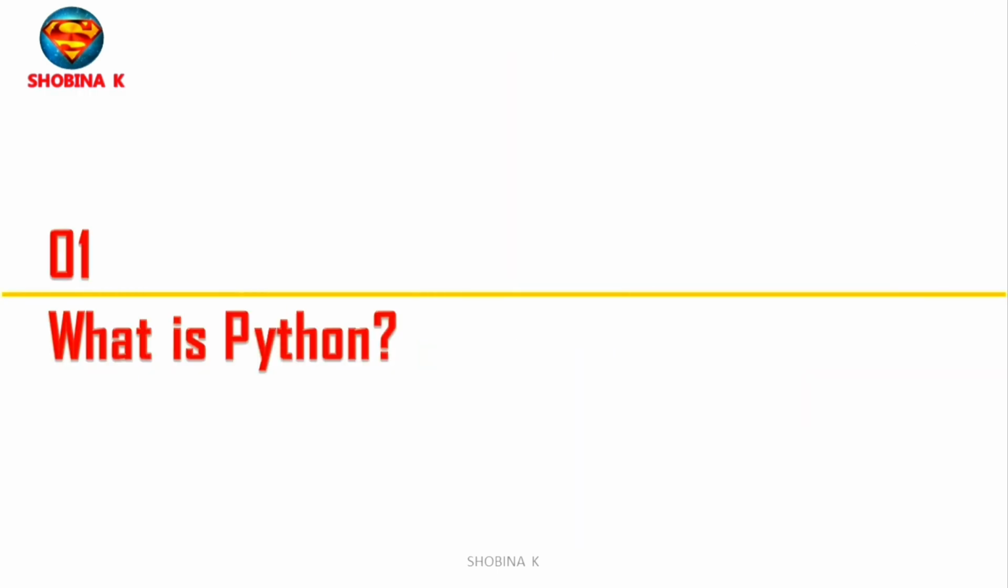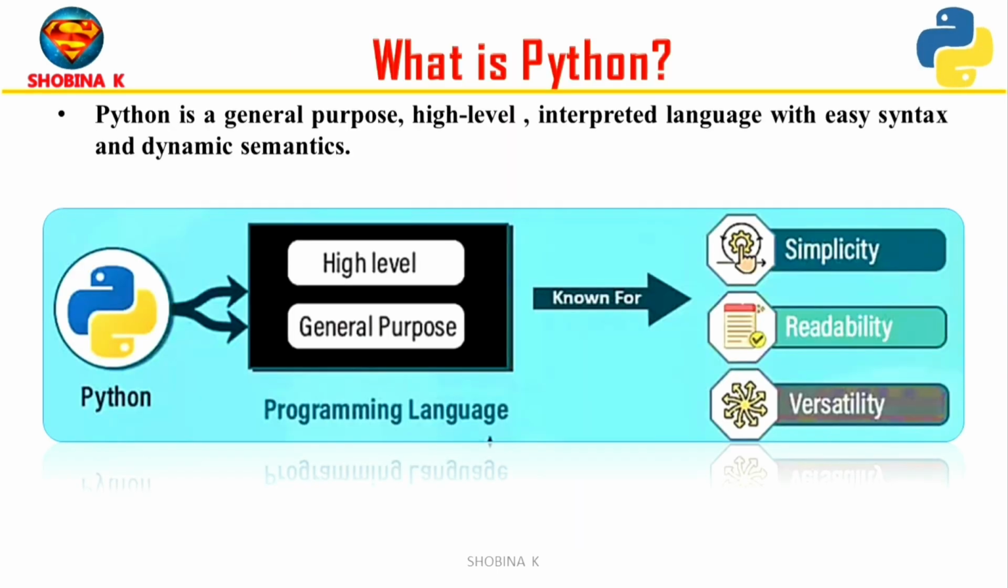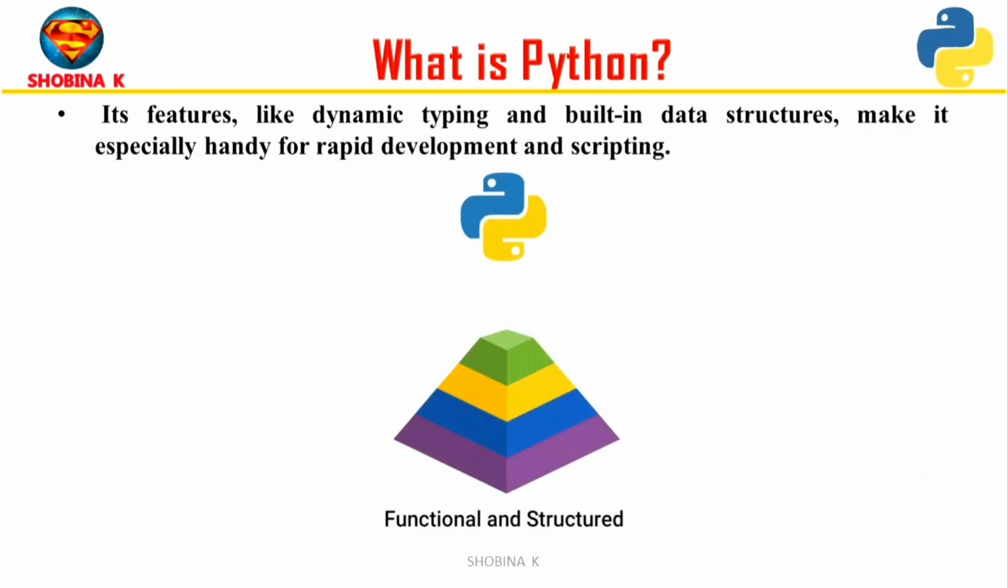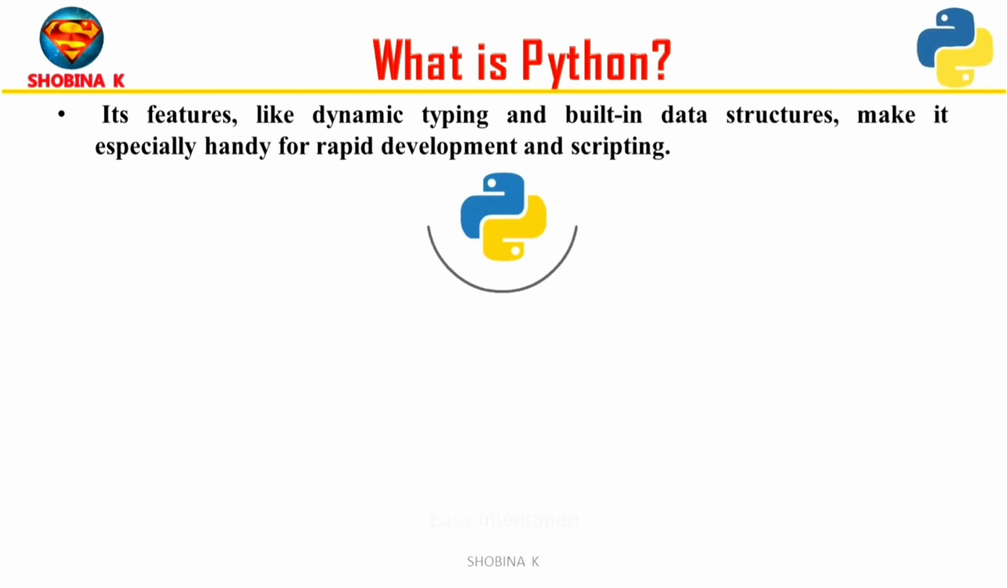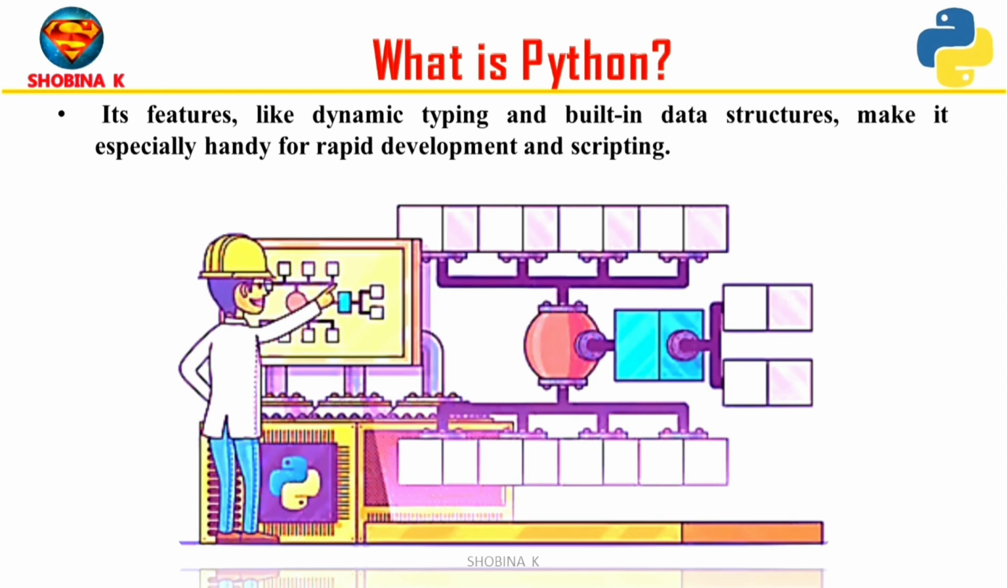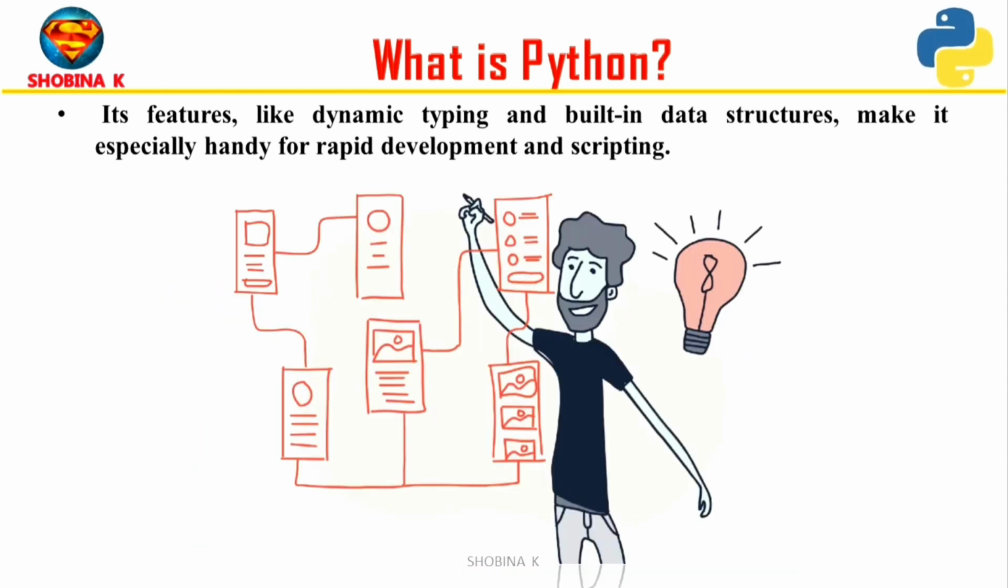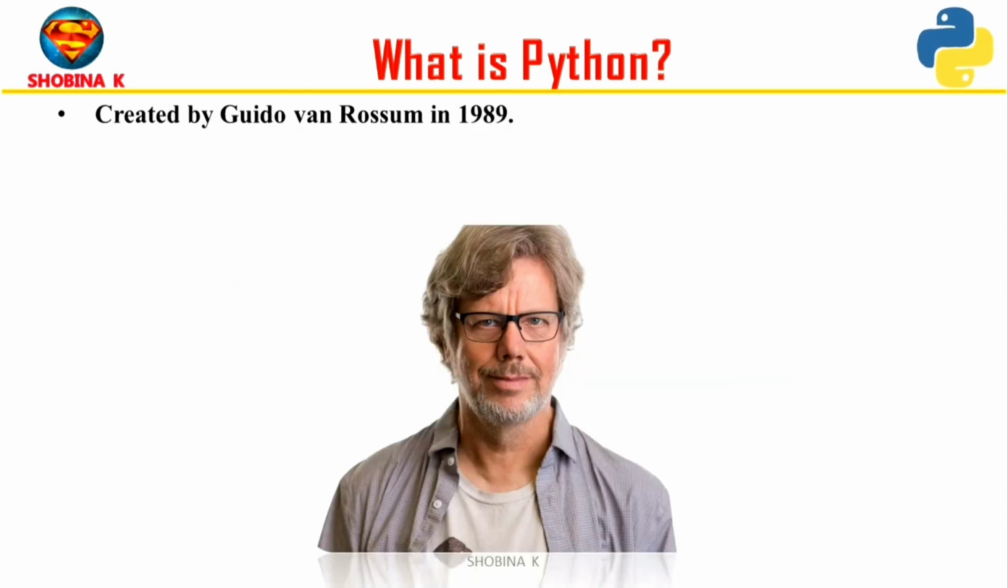First, what's Python? Python is a general purpose high-level interpreted language with easy syntax and dynamic semantics. Its high-level built-in data structures combined with dynamic typing and dynamic binding make it very attractive for rapid application development. Also, it is used as a scripting or a glue language to connect existing components together. Python was created by Guido van Rossum in 1989.